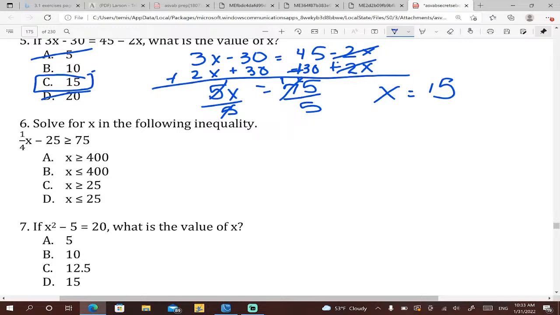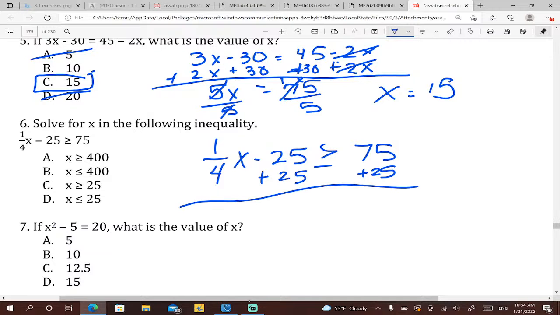All right, next one says solve for x in the following inequality. Remember, inequality has the Pac-Man? So we only have one variable term here. So we're just going to move the constant. Move it. So that's 1/4 x is greater than or equal to 100.